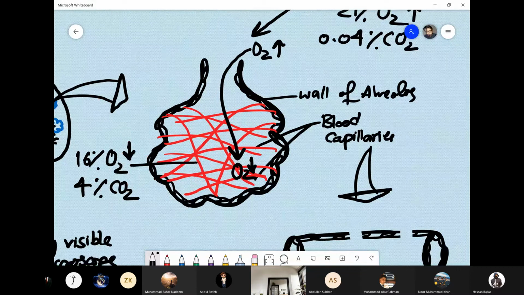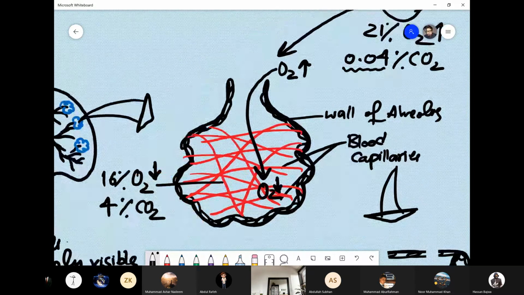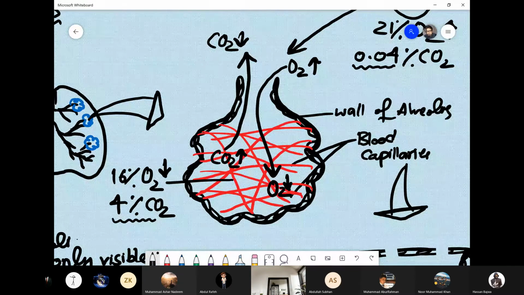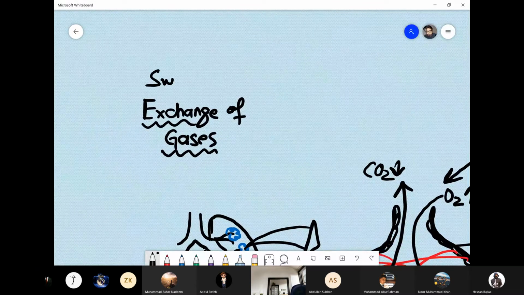Then, second thing which you observe, that in the inhaled air there is only 0.04% carbon dioxide, while the blood contains 4% carbon dioxide. It means that inside the blood the concentration of carbon dioxide is high, and in the inhaled air the concentration of carbon dioxide is low. So the carbon dioxide will diffuse out of the blood, again by which process? By the process of diffusion, from higher concentration to the lower concentration. This is how the exchange of gases takes place. This exchange of gases is sometimes also referred to as swapping of gases.